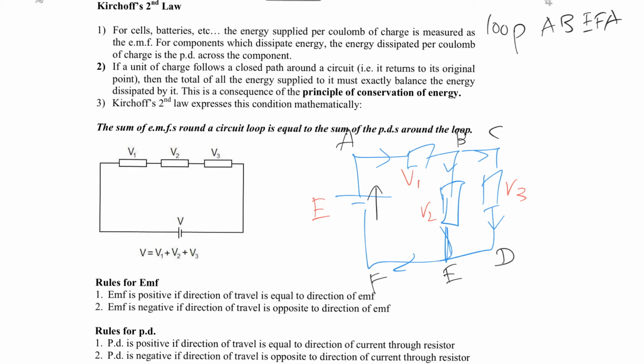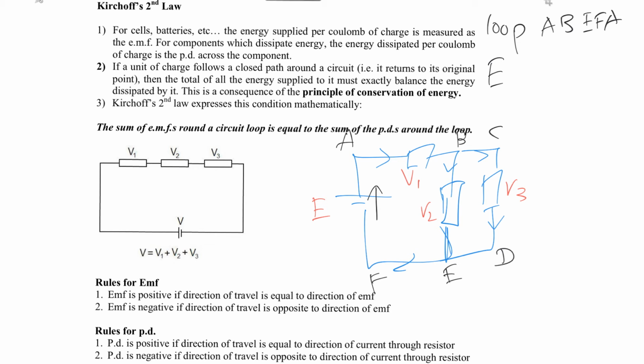Now what about PD? PD also has positive and negative. PD is positive if the direction of travel is equal to the direction of current through the resistor. PD is negative if the direction of travel is opposite to the direction of current through the resistor. Now, let me just write first. Since I already said loop A, B, E, F, A, which is this way, and my travel is in the same direction as the EMF, my EMF is positive. So I call it positive E.